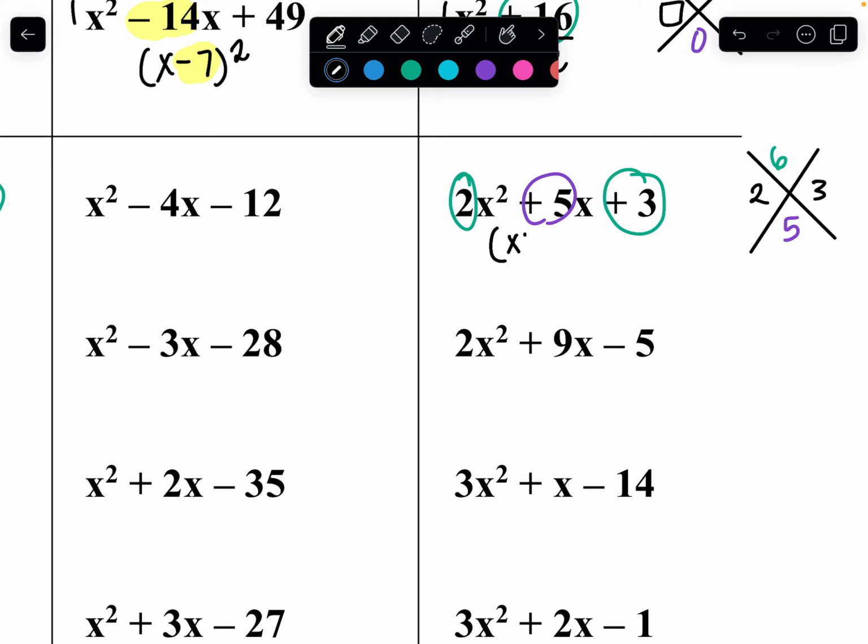But you can't skip to writing x plus 2, x plus 3. Just looking at that, you know something's wrong, because if I multiply x times x and FOIL this back out, it's not going to get me a 2x squared. It's just x squared. And so what we do with the 2 and the 3 we just found is we split this 5x into 2x plus 3x. That's why we needed it to add to 5.